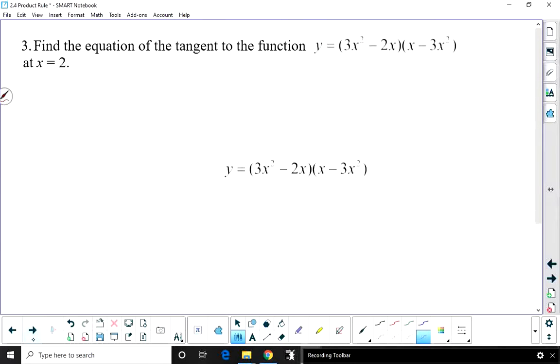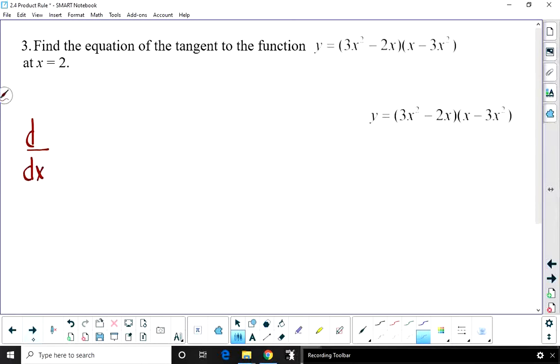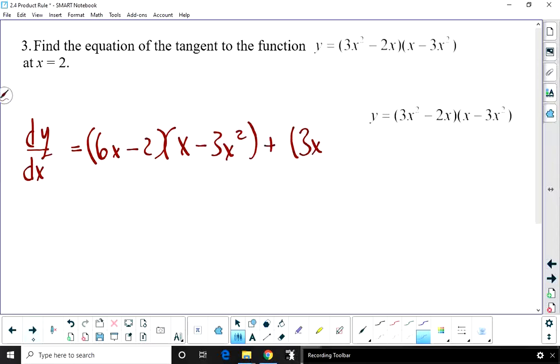Next question, number 3. What's the equation of the tangent to the function given here at x equals 2? So we need to find the derivative of this. And we could FOIL it out, but I'm going to show you why we don't want to FOIL it out in this case. It wouldn't be easier to FOIL it out first. The derivative with respect to x, which is going to lead us to the slope of the tangent, will be 6x minus 2 times x minus 3x squared plus 3x squared minus 2x times 1 minus 6x.